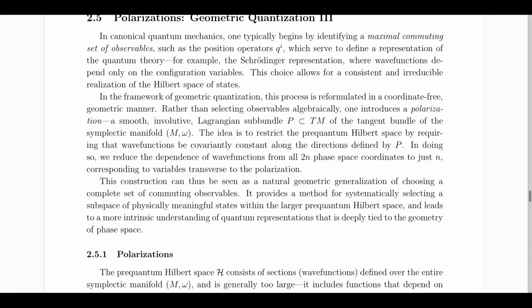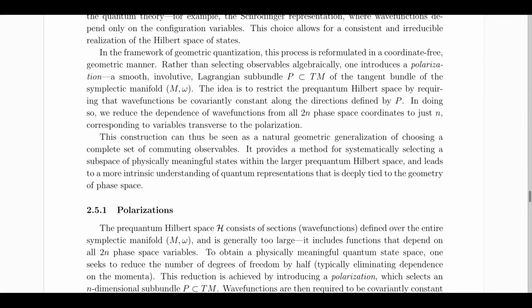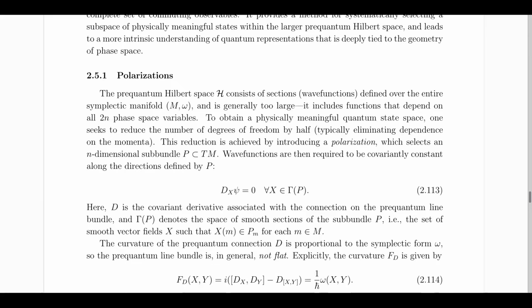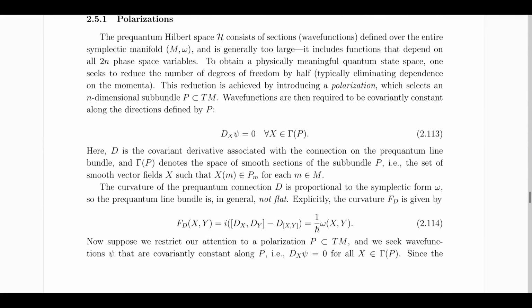Instead of choosing observables algebraically, we select a polarization, a smooth, involutive, Lagrangian subbundle of the tangent bundle of the symplectic manifold. This polarization identifies directions in phase space along which wave functions must be covariantly constant. The result? We reduce our wave functions from depending on all phase space coordinates to only half, precisely what's needed to build a quantum Hilbert space.